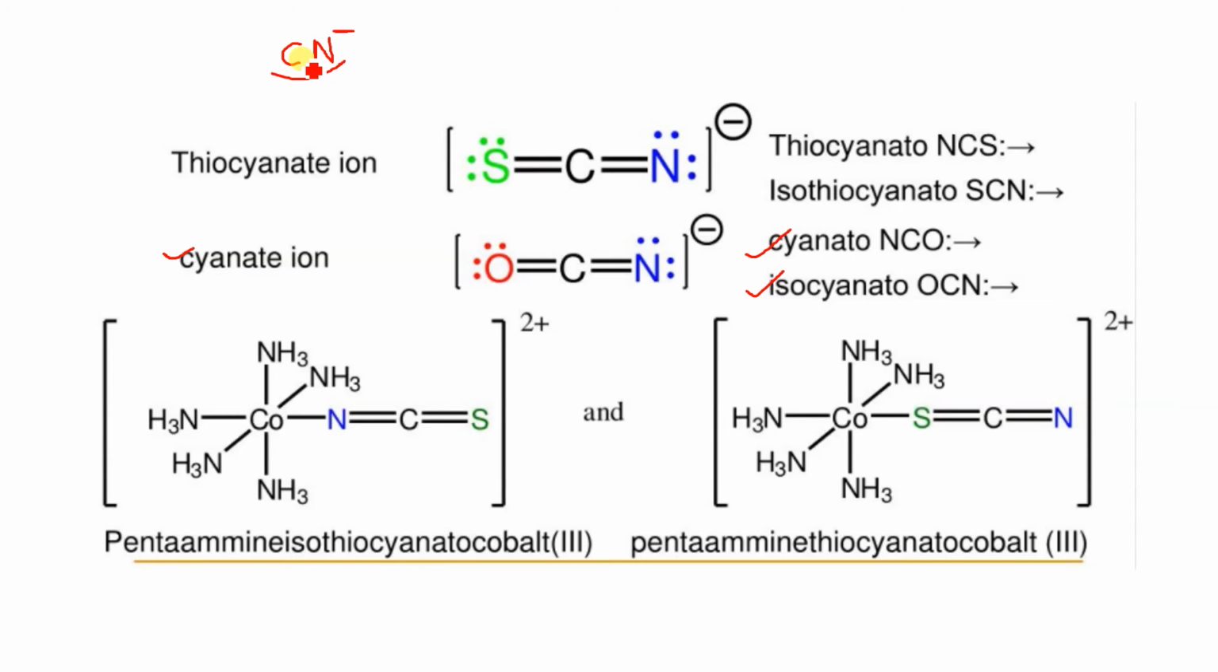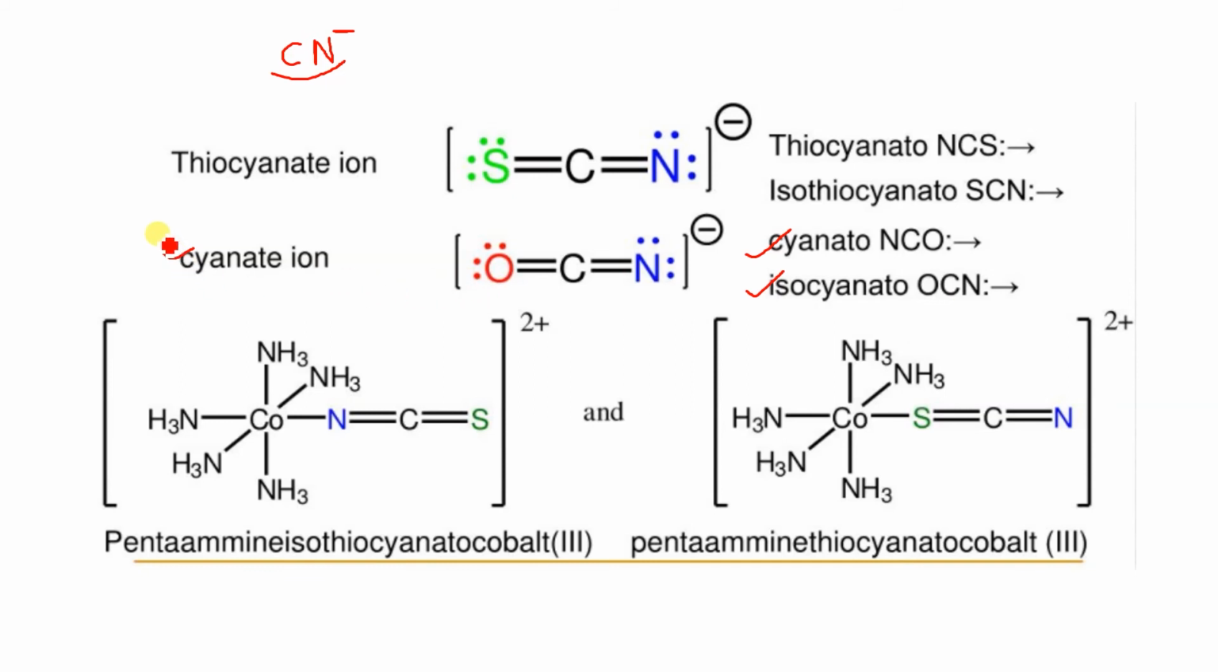I'm saying if CN minus and NCO both are there as ligands in the compound, then this will not be named as cyanato. It will be mentioned as cyano only. And this NCO will be cyanato. Similarly, if it is attached with the O, then it will be called isocyanato. So these are the four, of which this one is rare.